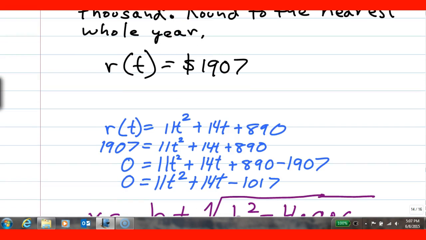So I'm going to plug into this equation this 1907, which equals 11t to the second plus 14t plus 890. I'm going to subtract the 1907 off so that I take the left side of the equation down to 0. So I subtract it out and I end up with the trinomial 11t squared plus 14t minus 1017.